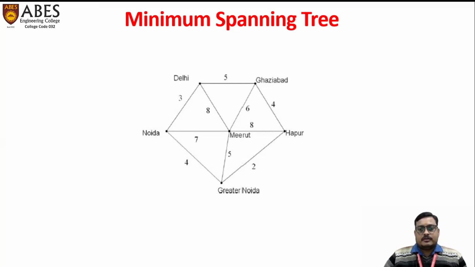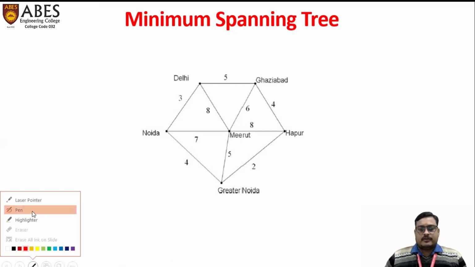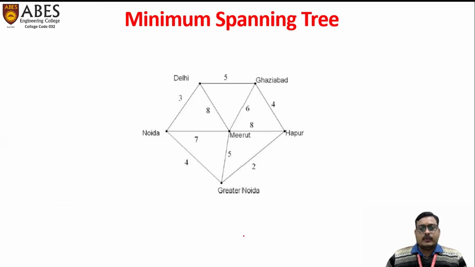Here we have different cities, and we want to connect these cities via roads. Or we can have any other example, like we want to connect with optical fiber cable. Suppose we want to connect Meerut and Noida, so we'll have a cost of 7 associated with this. Meerut to Delhi, we have 8, Delhi to Ghaziabad 5. Like this, we have different costs associated.